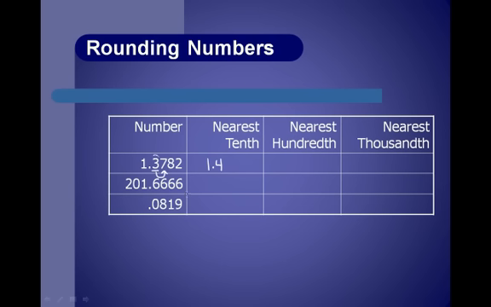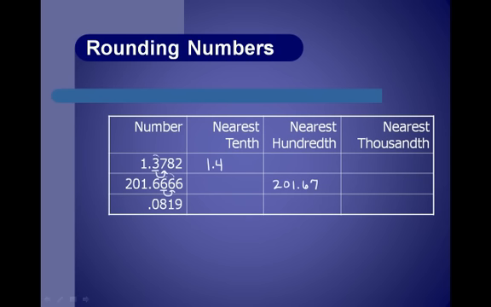If we wanted to do 201.6666 to the nearest hundredth, we mark the digit in the hundredth. Remember, you've got tenth in the first place, hundredth in the second place. So when you do that, you mark the 6 in the hundredth, you look at the 6 in the thousandth. Because it's 5 or more, you add 1 to the underlined place. So we would get 201.67.